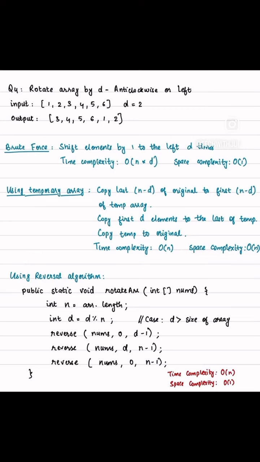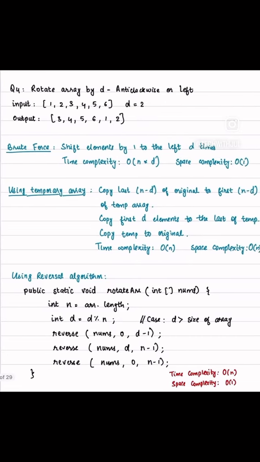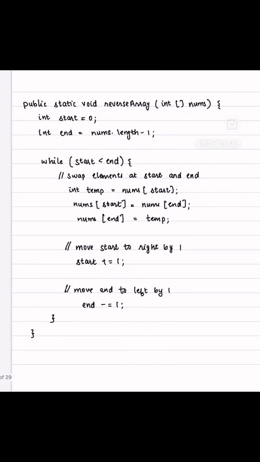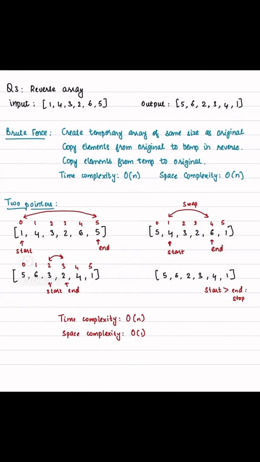So in the previous video we saw how to reverse an array, right? The code for it looks something like this: we have to use 2 pointers, a start and an end pointer, and we keep swapping until all the elements of the array are reversed.